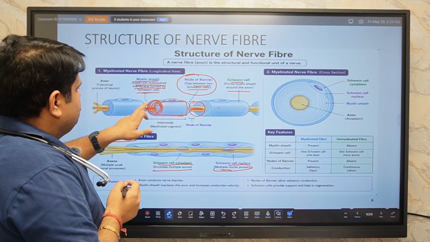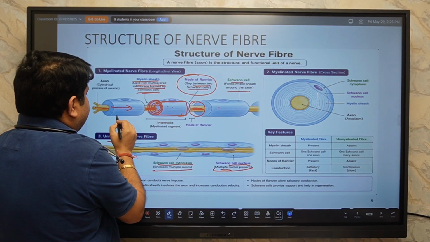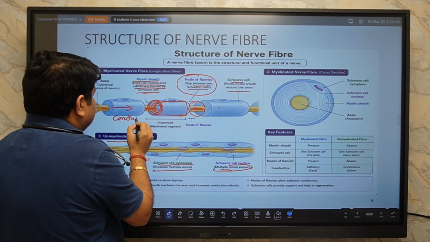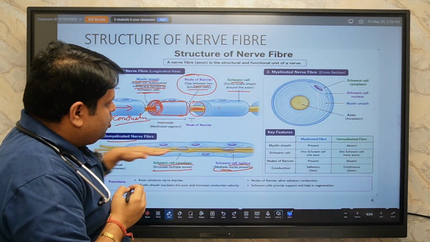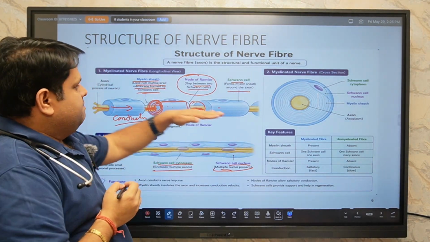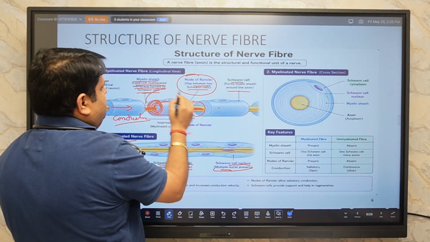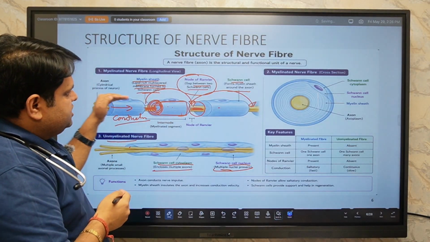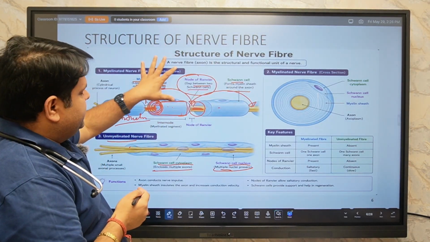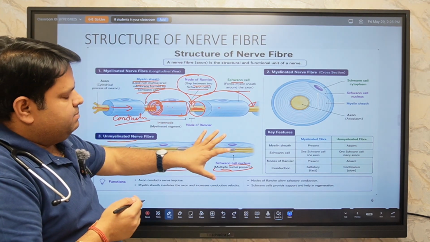The role of the myelinated fiber is to increase the conduction velocity. In an unmyelinated nerve fiber there is slow, continuous conduction, but in a myelinated fiber there is saltatory conduction. Conduction jumps from here to here, here to here, and so on. So there is fast conduction in the myelinated type of fiber and slow conduction in the unmyelinated fiber.